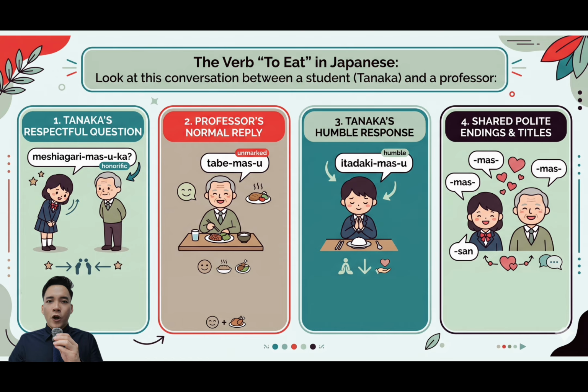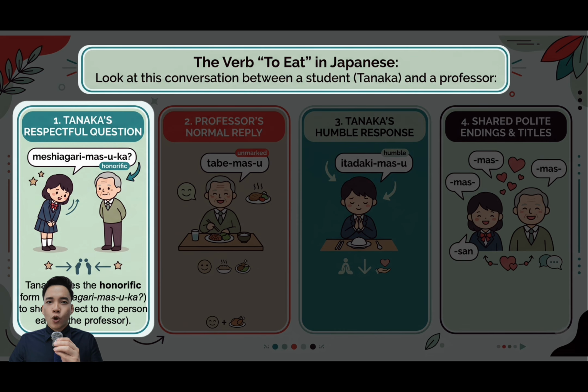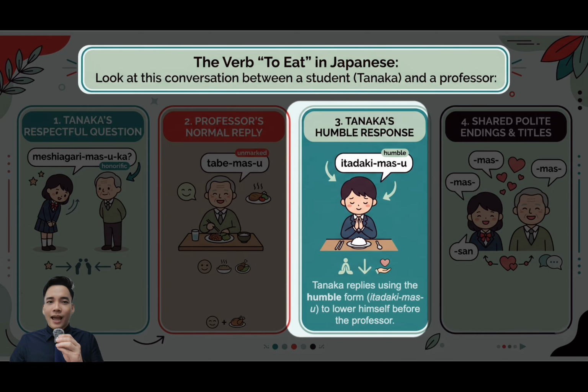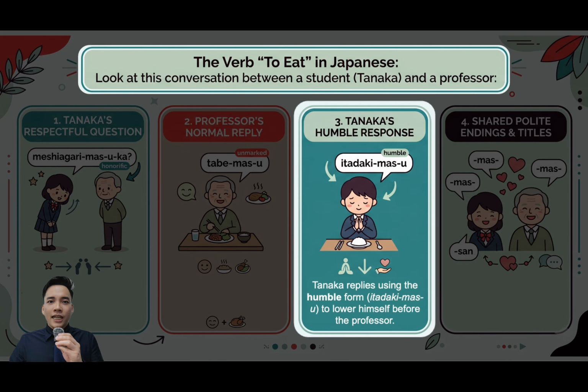Now, let's look at the verb "to eat" in Japanese. In this conversation, we have a student, Tanaka, and a professor. Tanaka uses this honorific form to show respect to the person eating. Then the professor replies with the unmarked or normal form. This is the normal form of the verb "to eat." After that, Tanaka replies using the humble form. This humble form lowers Tanaka himself before the professor.